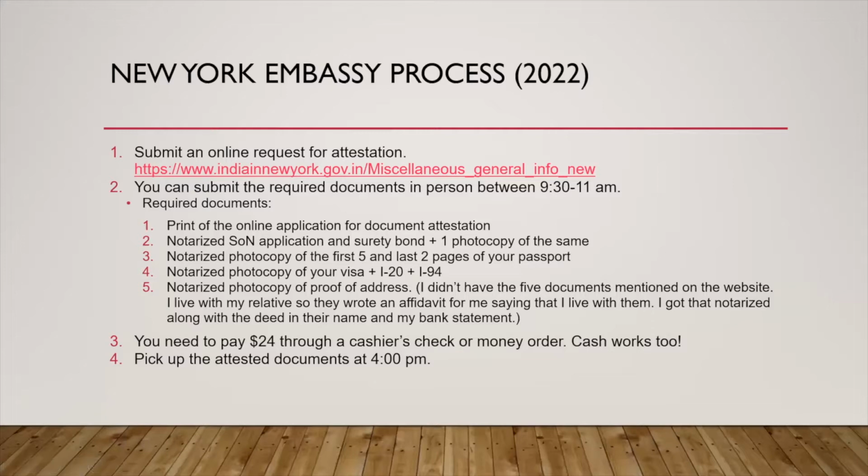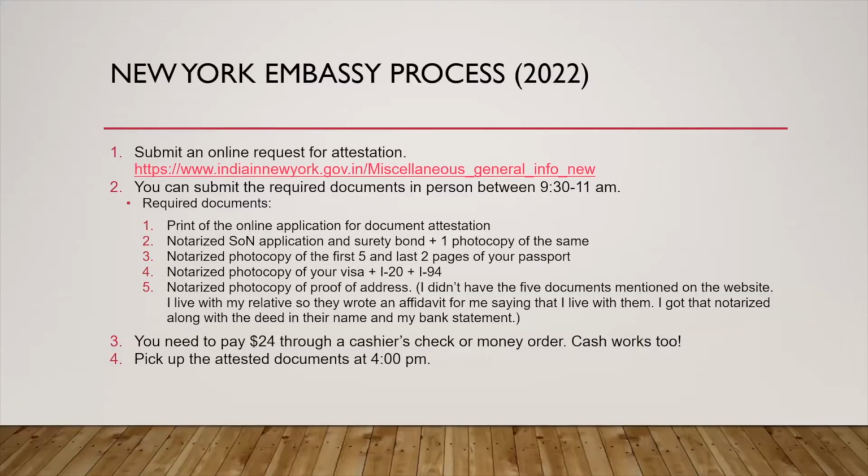The application and surety bond, keep 1 photocopy of that notarized for the consulate. As Saadiya mentioned, passport, only the pages which are filled. Your visa, I was on a student visa, F1 visa, so I had I-20. If you are on any other visa, related documents to that, always take photocopies of that too. I wasn't sure if they need notarized copy of all those documents or not, so I got everything notarized. I didn't want to take any chances because it was confusing due to COVID and everything.